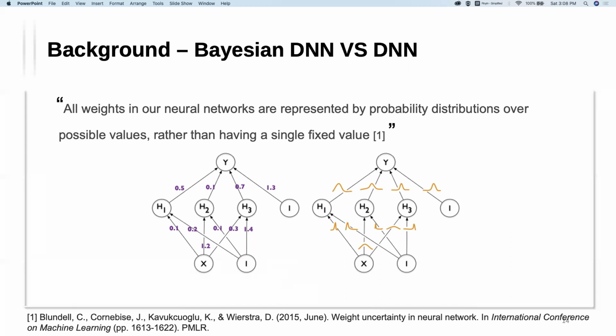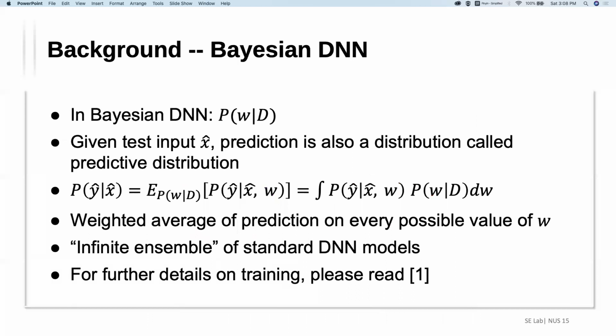this sentence is quoted from the paper. All weights in Bayesian neural network are represented by probability distributions over possible values rather than having a single fixed value. So for Bayesian DNN, what you get is the estimation of posterior distribution of your weight. And given the test input, X hat, the prediction is also not a single number, but a distribution called predictive distribution. And this is the formula of predictive distribution. It's just the integral of predicted value at each W. So it's like I'm taking the weighted average of prediction on every possible value of W. Somehow you sum them up together to get the final probability distribution.